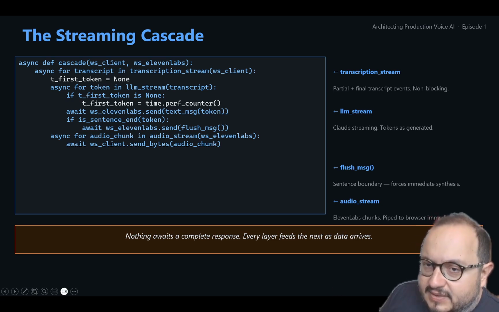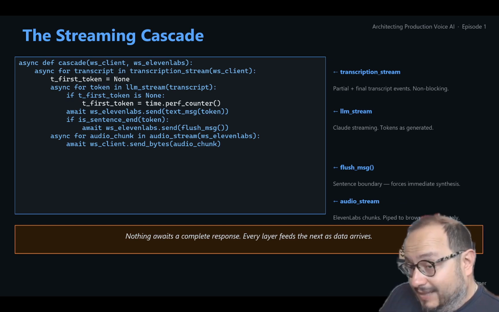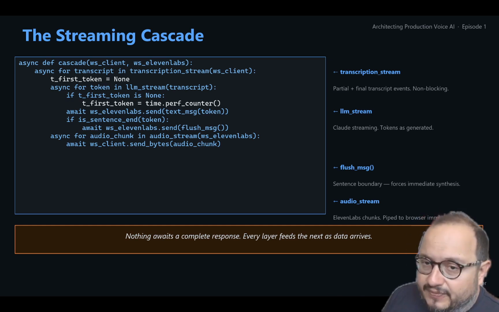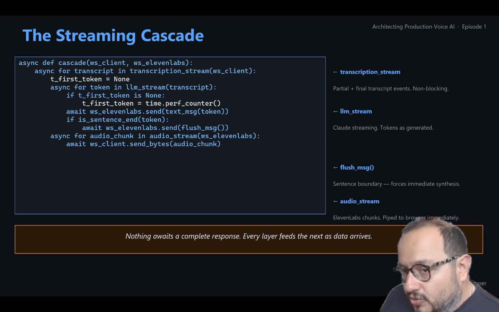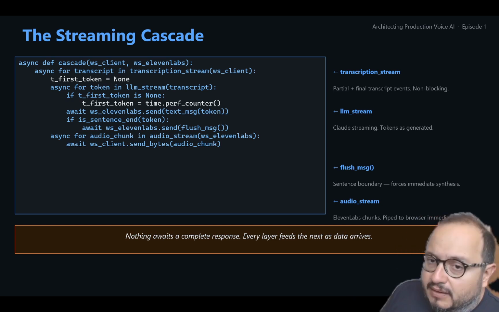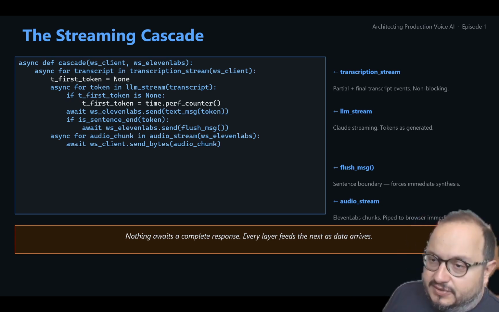Stage 1 is the transcription stream. We use a streaming STT client. In this demo, we use the Assembly AI streaming API, but the pattern works with any streaming STT that emits partial and final transcript events. As audio frames come in from the browser, partial transcripts flow out. When the user finishes speaking, a final transcript event fires with the complete utterance.